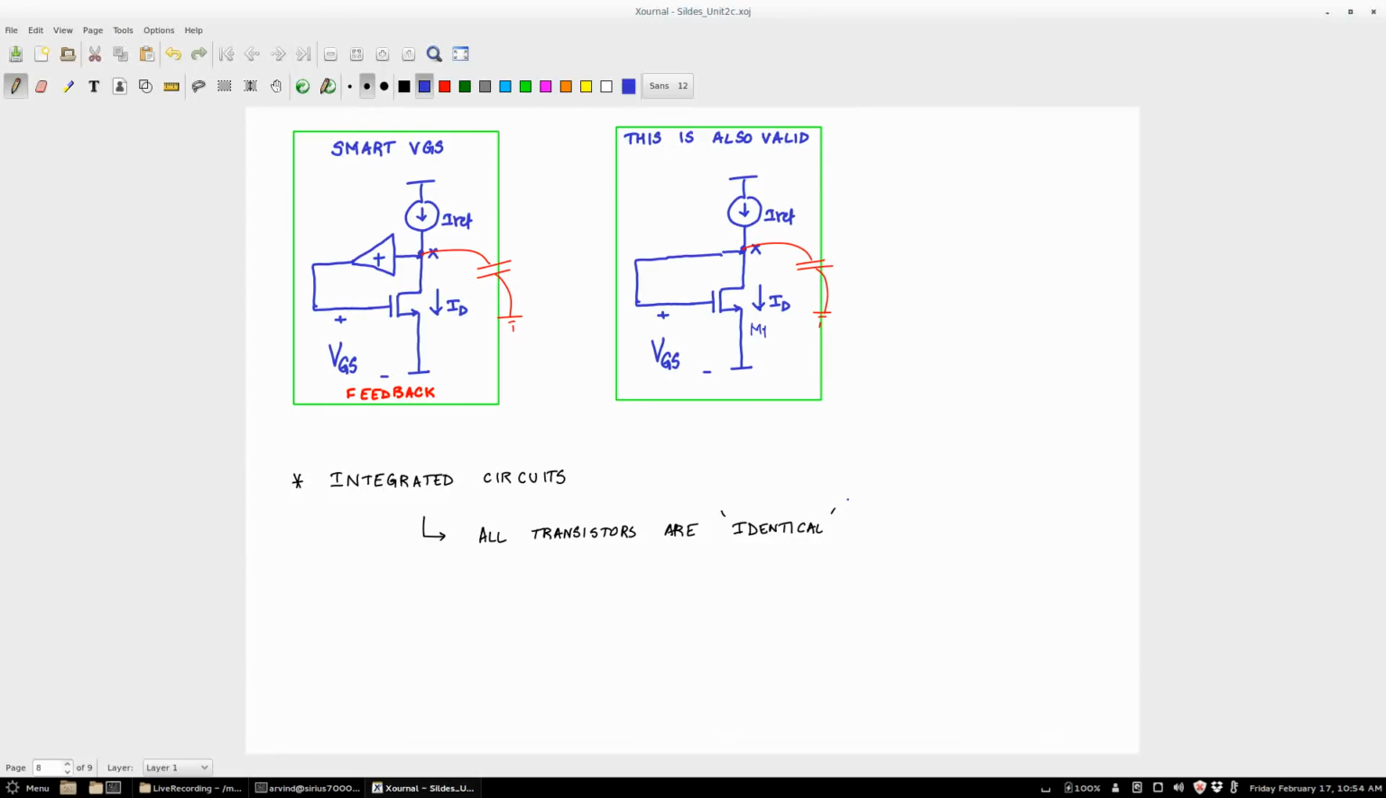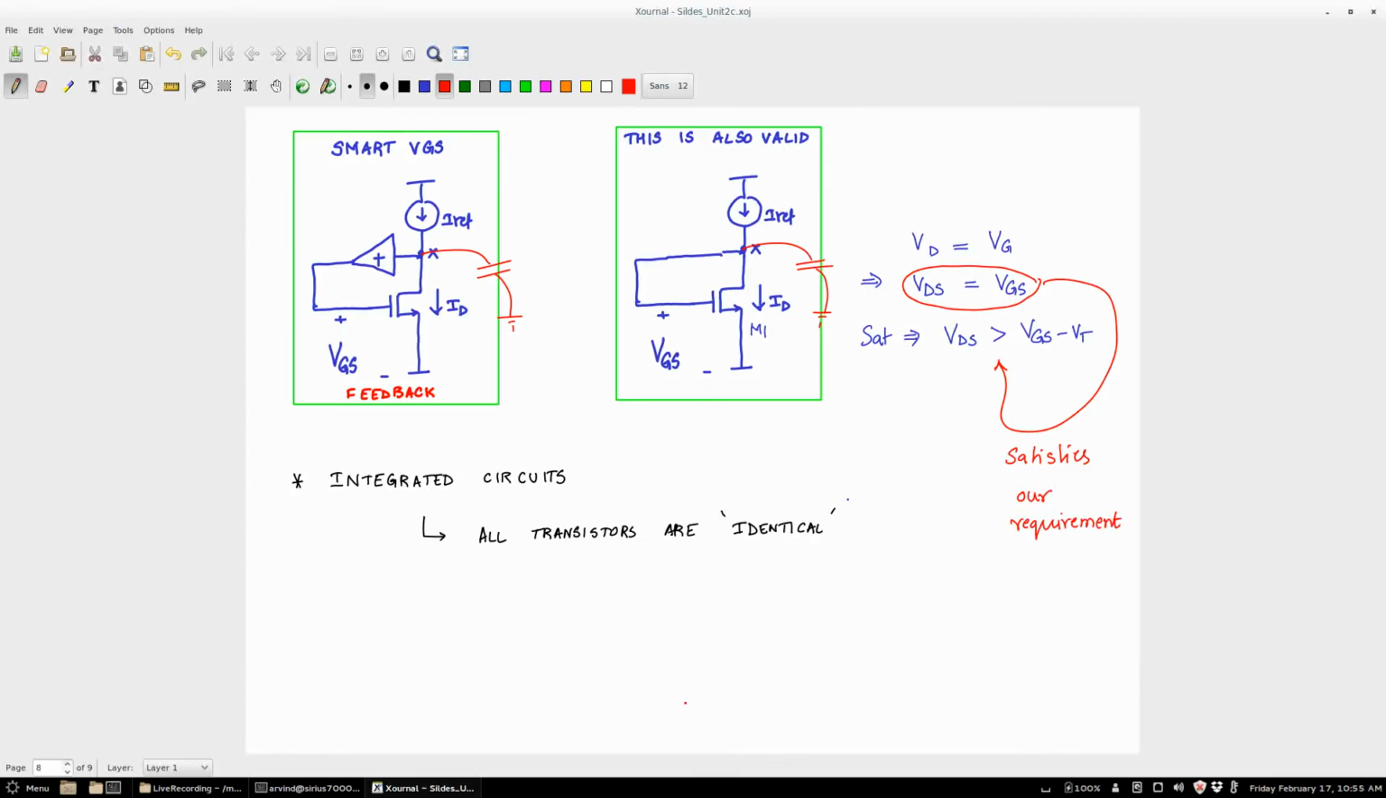There is one other thing we need to know. We modeled this transistor at the bottom as a current source. When is that a good model? When you are in saturation. So now can you tell me whether this transistor is in saturation or not? Let me call this transistor M1. Is this transistor in saturation? Yes. Why? Because this connection is nothing but VD is equal to VG, which means VDS is equal to VGS.